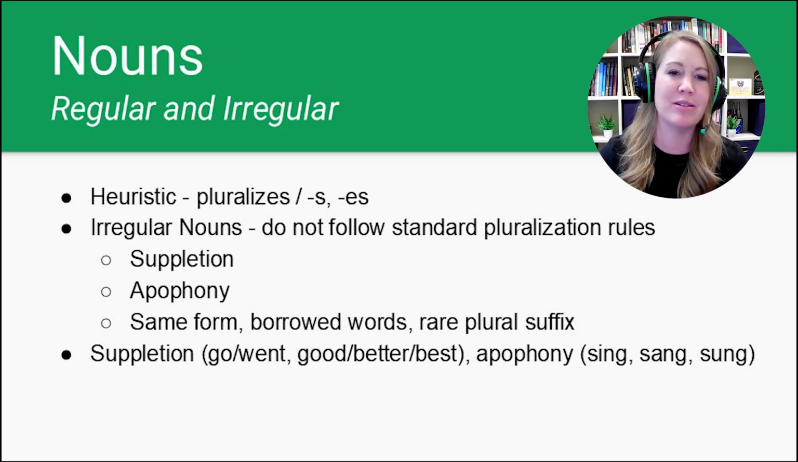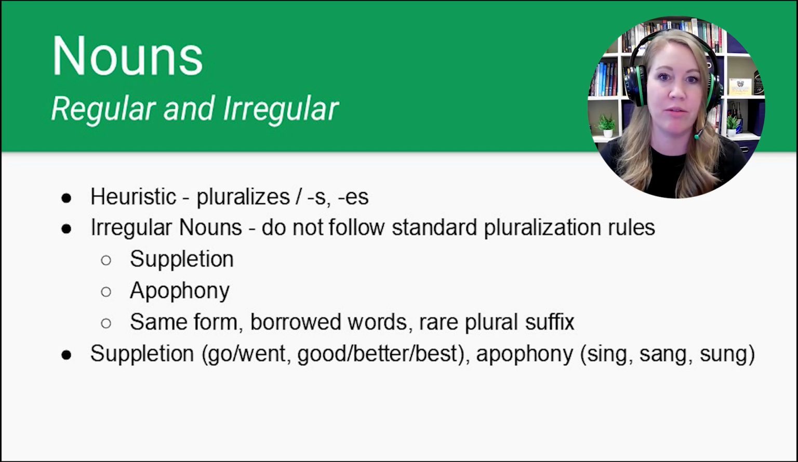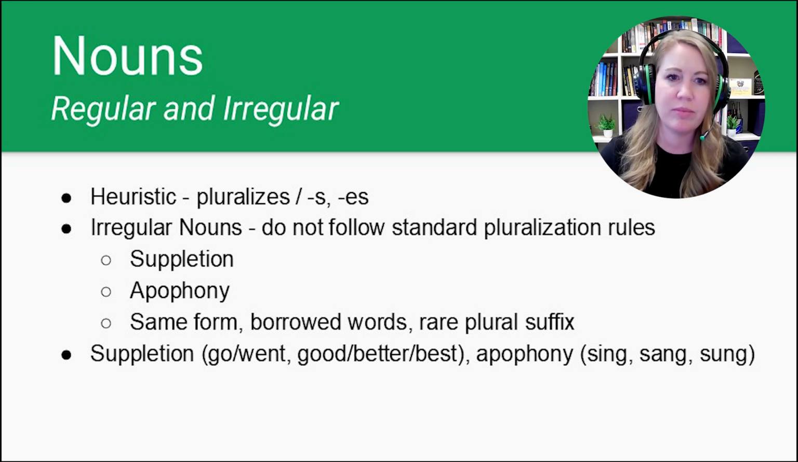So these irregular nouns take on different grammatical forms to indicate the plural. And one form is suppletion, which is when completely different words are used for different grammatical forms. So in the case of plural irregular nouns, this is like person becoming people or cow turning into cattle. So the singular and plural form of these words have different roots or structure.